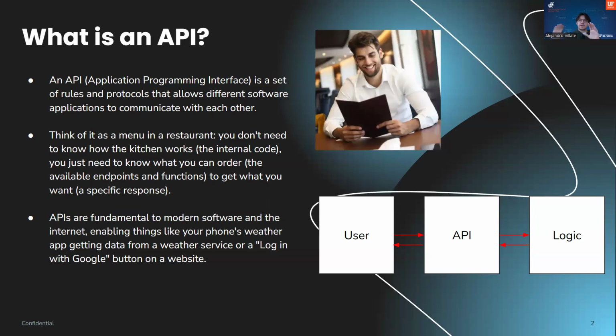Then the API takes care of the logic and the actual execution of the code to do what I want it to do and deliver a response so that I can use it in my app. APIs are fundamental to modern software and the internet, and they enable things like your phone's weather app getting data from a weather service, or a login with Google button on a website. So, for example, a weather app, I think we're using that later in today's coding demo.